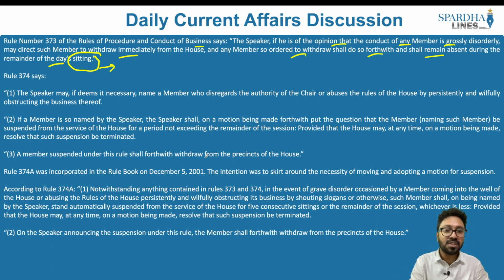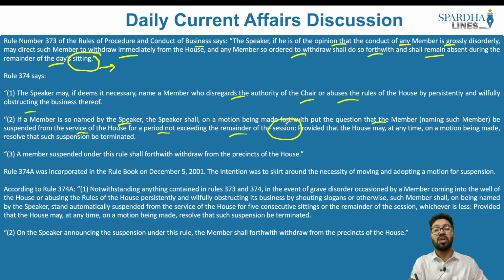Rule 374 says the Speaker may, if he deems necessary, name a member who disregards the authority of the chair or abuses the rules of the House by persistently and willfully obstructing the business. If a member is so named by the Speaker, the Speaker shall, on a motion being made forthwith, put the question that the member so named be suspended from the service of the House for a period not exceeding the remainder of the session. So the maximum that an MP can be suspended is for the entire session. A member suspended under this rule shall forthwith withdraw from the precincts of the House.